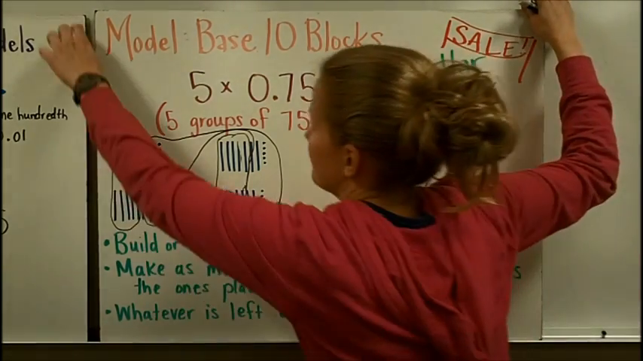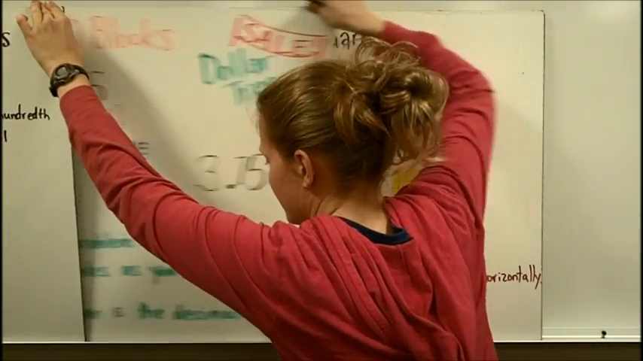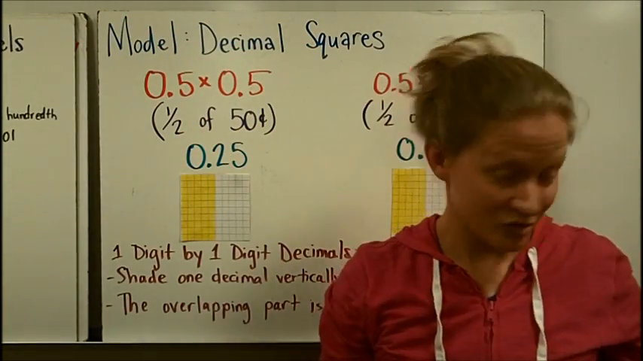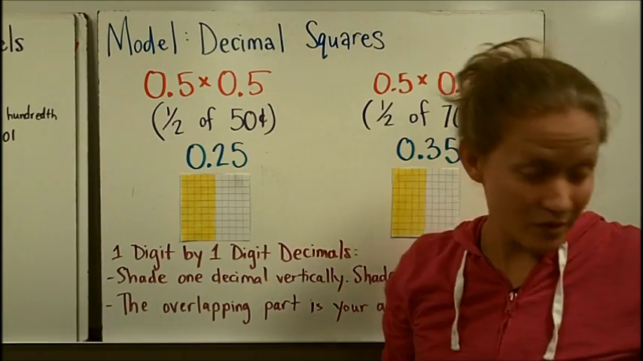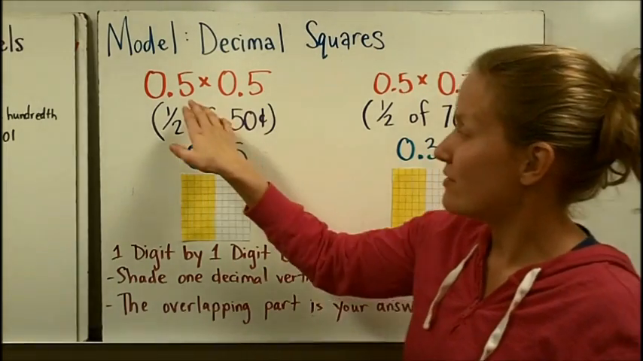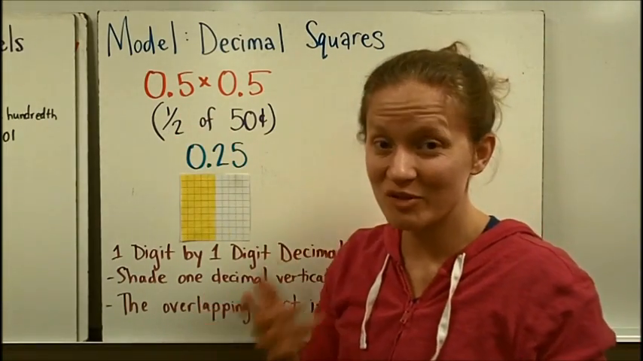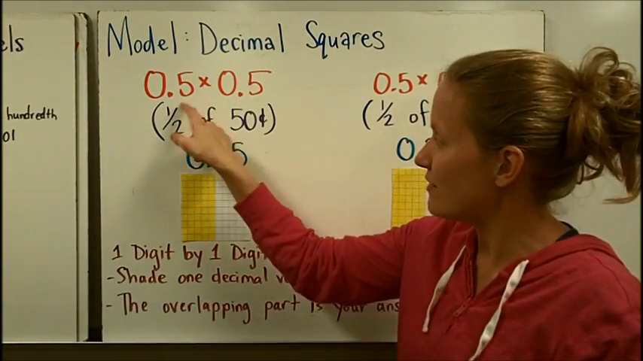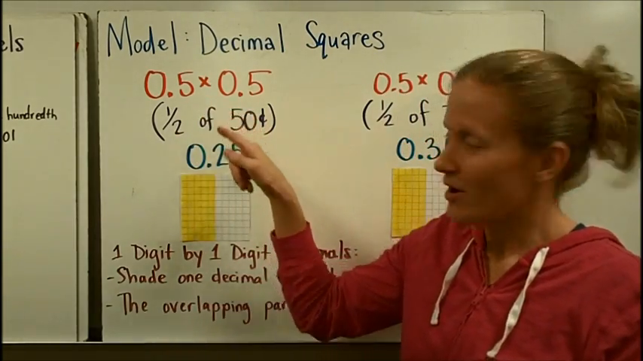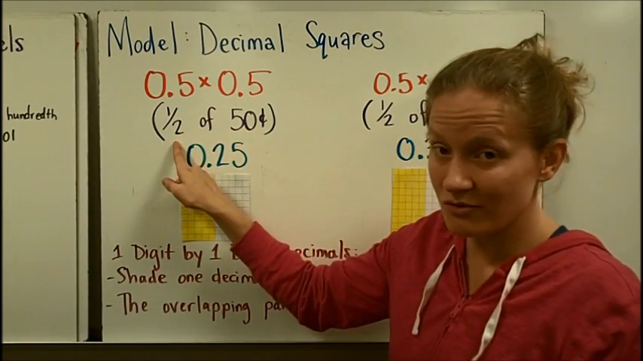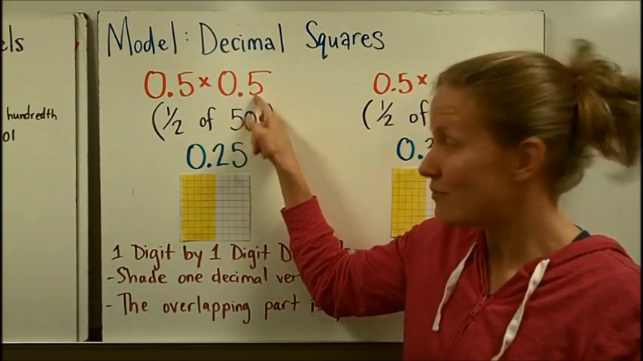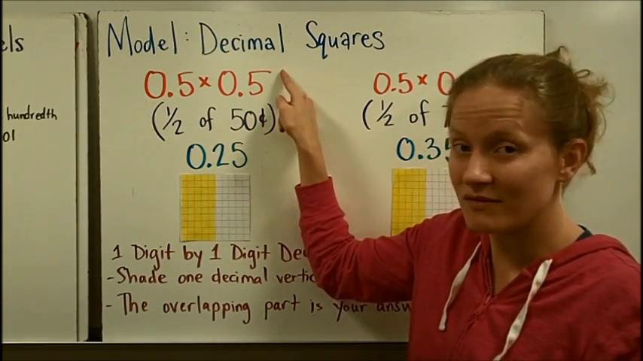You can also model decimal multiplication using decimal squares. I have here this problem that looks complicated, but you can actually solve it in your head already if you just think about it a different way. So 5/10 times 5/10. We also know that 5/10 is equal to the fraction 1/2, and we can think about 5/10 like money. If you add a 0, it looks like 50 cents.